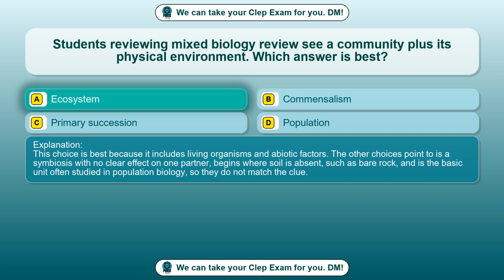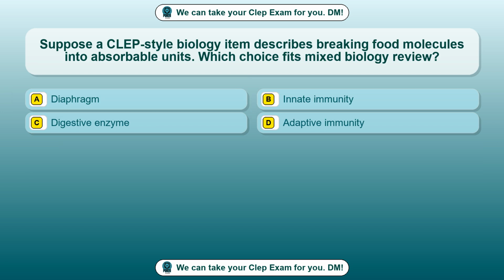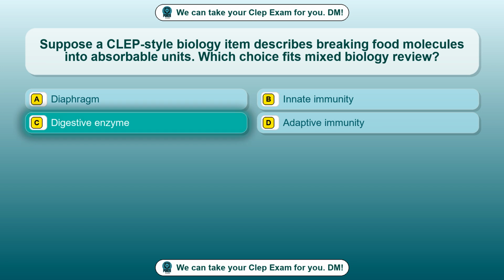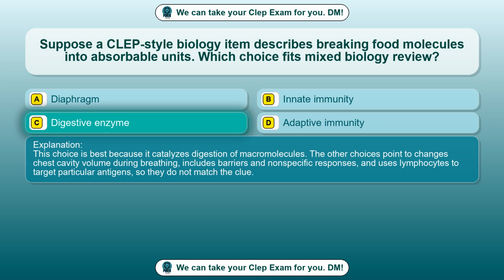Question 8. Suppose a CLEP-style biology item describes breaking food molecules into absorbable units. Which choice fits mixed biology review? Option A, diaphragm. Option B, innate immunity. Option C, digestive enzyme. Option D, adaptive immunity. The correct answer is option C, digestive enzyme. This choice is best because it catalyzes digestion of macromolecules.